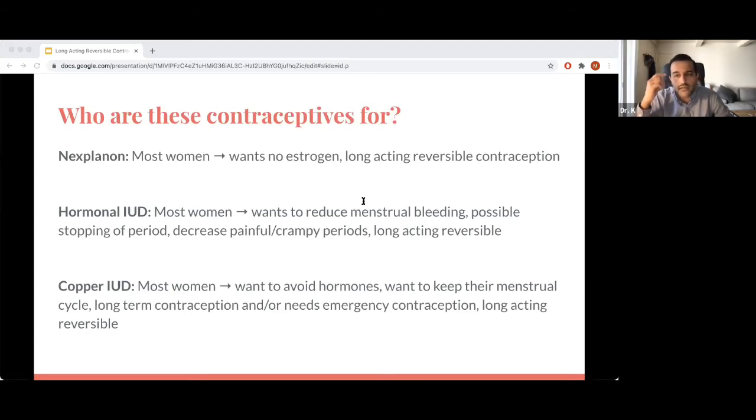And the other thing that's interesting about the copper IUD, it's actually the only one on this list that can be used for emergency contraception. And you can actually place it within 120 hours or 5 days of unprotected sex. And it's less than a 0.1% pregnancy rate in that window.